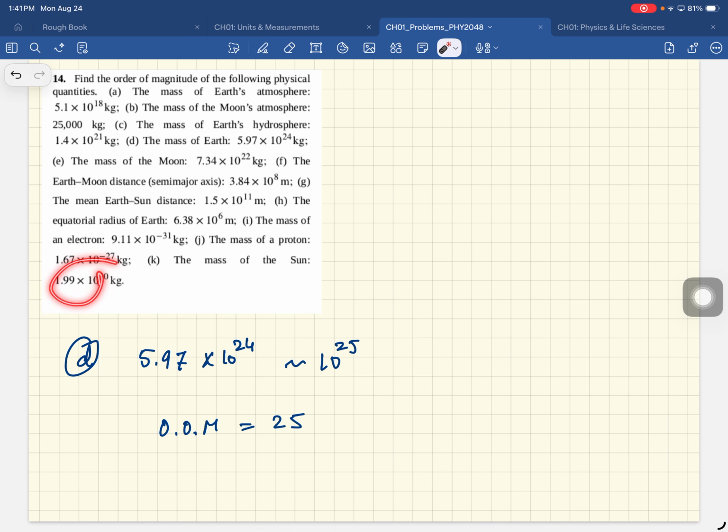So this problem says soccer fields vary in size. A large soccer field is 115 meters long and 85 meters wide. What is the area in square feet? So area is length times width.